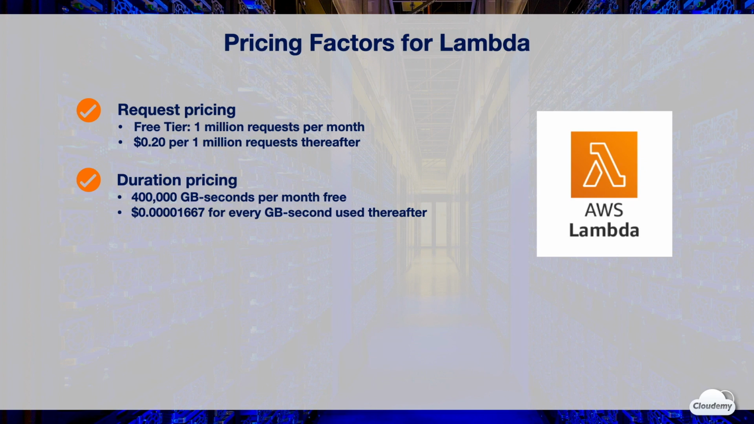Duration is calculated from the time your code begins executing until it returns or otherwise terminates, rounded up to the nearest 100 milliseconds. The price depends on the amount of memory you allocate to the function. For request pricing, your first 1 million requests per month are included in the free tier. After the first 1 million requests, you pay 20 cents per million requests. For duration pricing, you get 400,000 gigabyte-seconds free per month. After that you pay a per gigabyte-second rate.